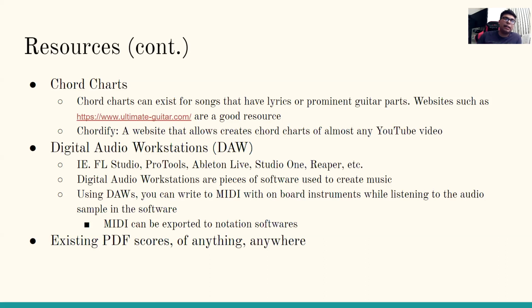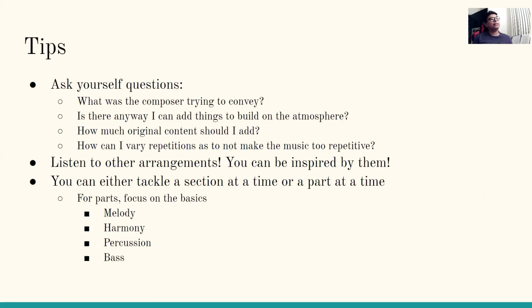And existing PDFs, scores of anything, anywhere can help. So a couple of tips. Ask yourself a couple of questions when you're arranging. What was the composer trying to do with this kind of music? And how can you focus in on that? Is there any way you can add something to the music to really build up that atmosphere, rather than just listening to music in the game, make it feel like how the player feels when they play the game, for example?